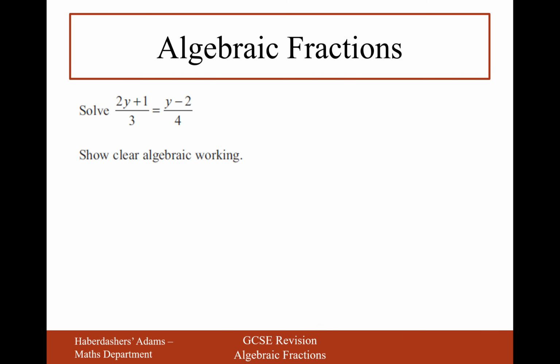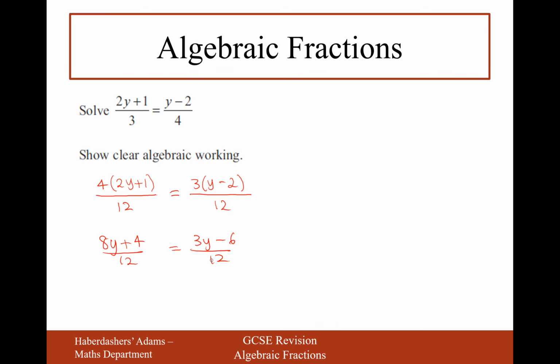Okay, so in this question we have two algebraic fractions that are equivalent. Maybe a good starting point would be to make them over the same denominator, because then we can compare them. So if we make them both over 12, then on the left hand one we'd be multiplying by 4, and on the right hand one we'd be multiplying by 3. And if we expand the brackets, that would be 8y plus 4 over 12 equals 3y minus 6 over 12.